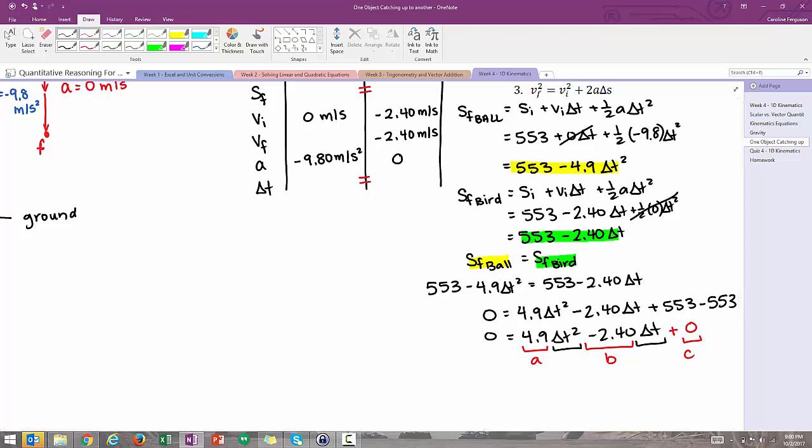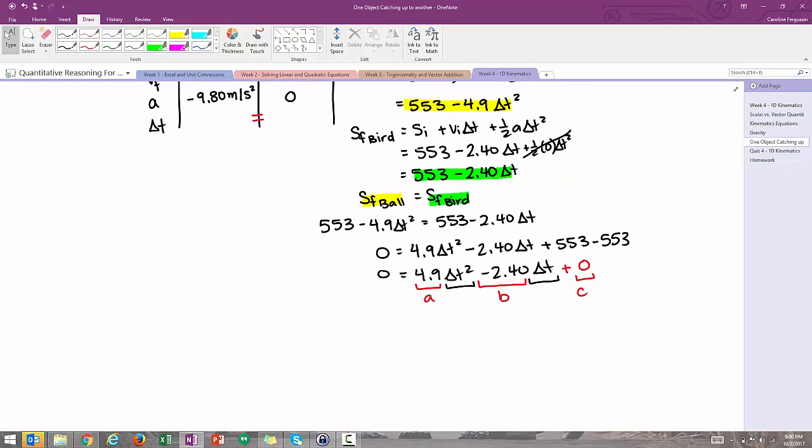All right, so I'm going to use the quadratic formula, solving for the variable delta t. I'd write delta t equals negative b plus or minus the square root of b squared minus 4ac, all over 2a.